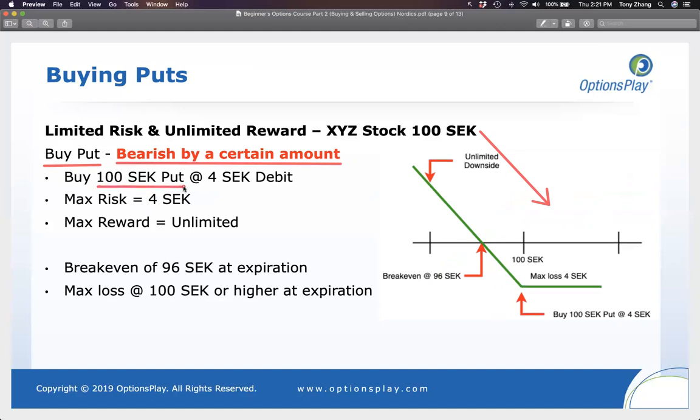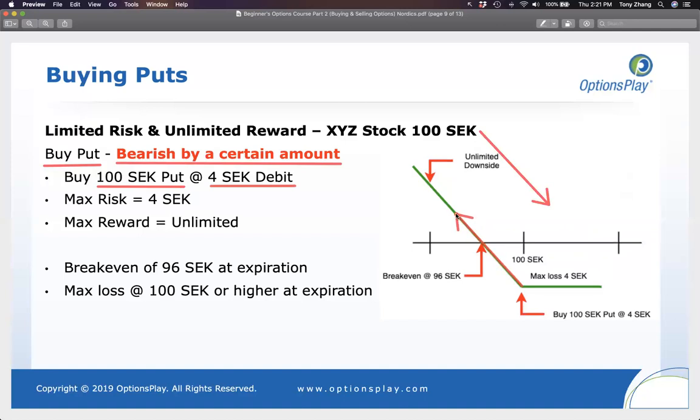So in this particular case, if I buy a 100 crown put and I pay 4 crowns for it, then I have to ask myself, do I think this 100 crown stock is going to move 4 crowns to the downside? If I think it's going to move less than that, then it doesn't make sense for me to buy this put option because I'm going to lose money actually.